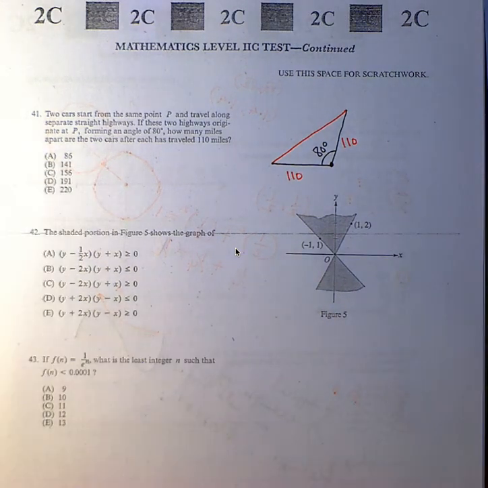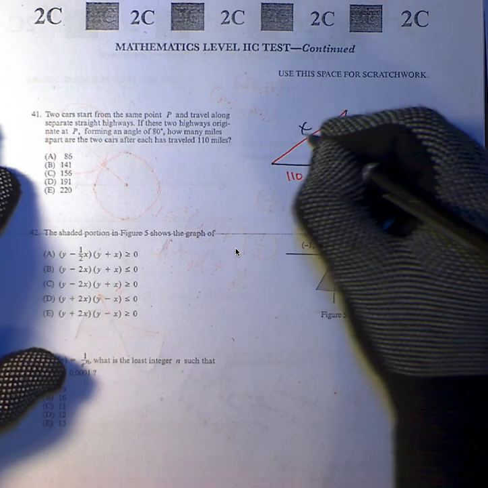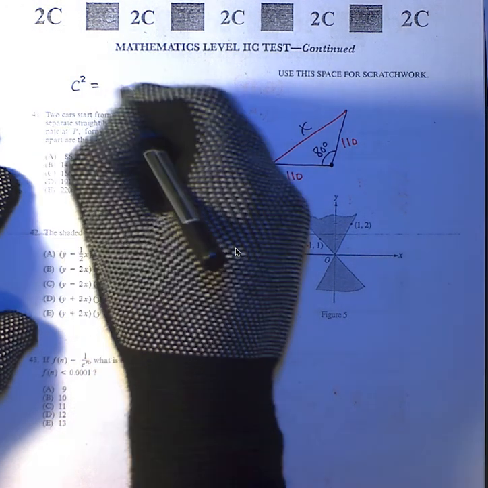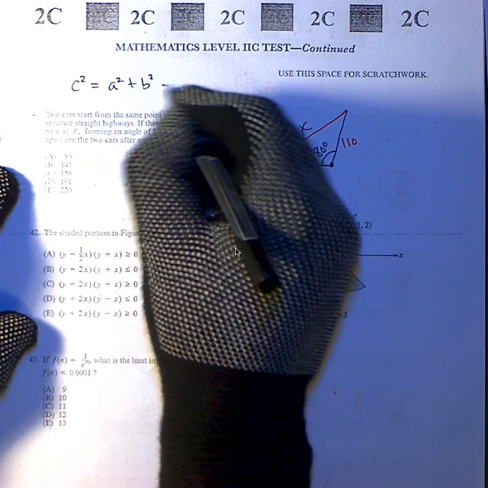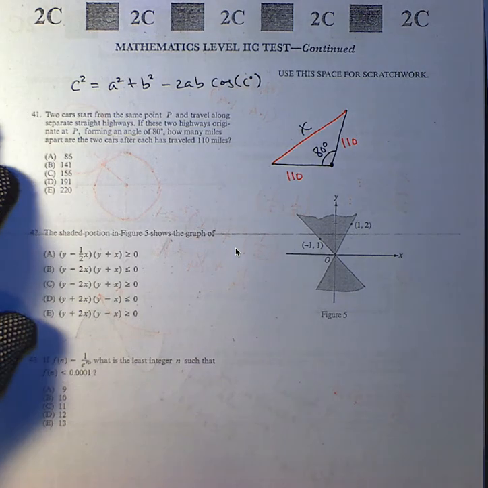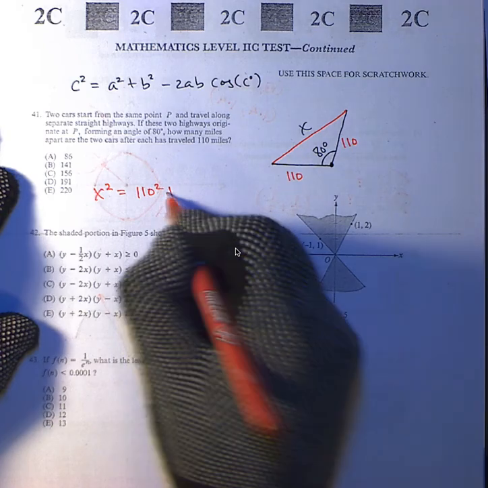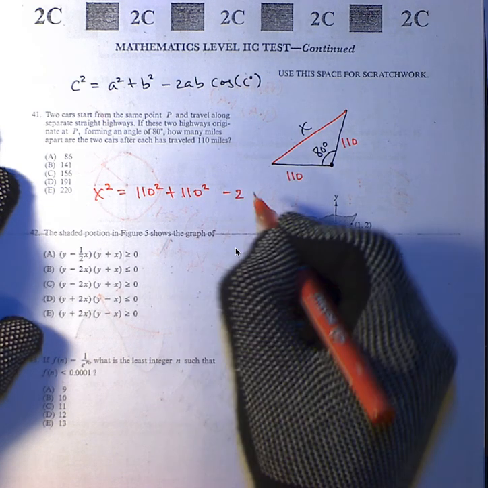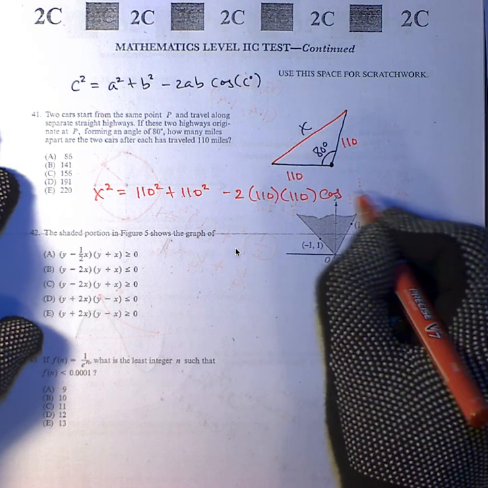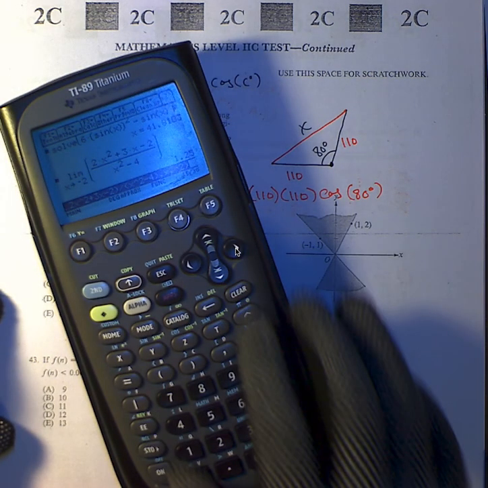Okay, so this is screaming law of cosines, right? You're given side, angle, side. That's law of cosines. Let this side be x. By the law of cosines, c squared is equal to a squared plus b squared minus 2ab cosine of c. And yes, you need to remember this for this test. So x squared is equal to 110 squared plus 110 squared minus 2 times 110 times 110 times cosine of 80 degrees.